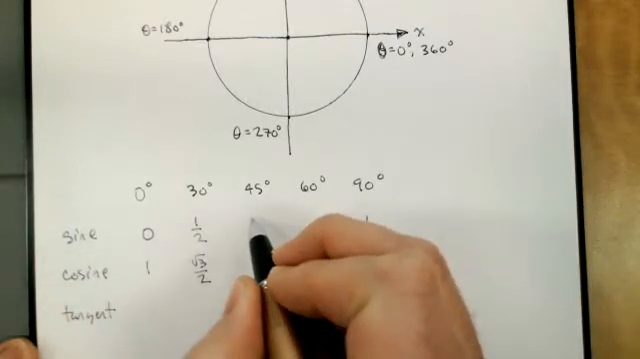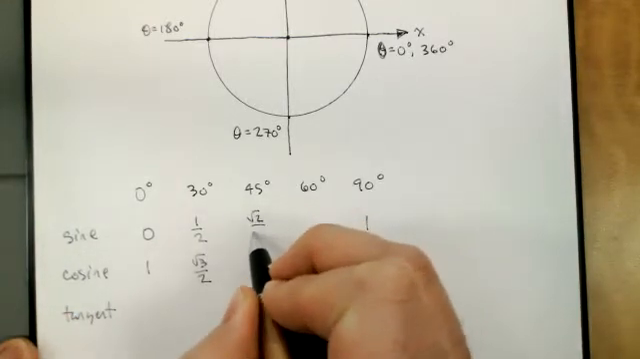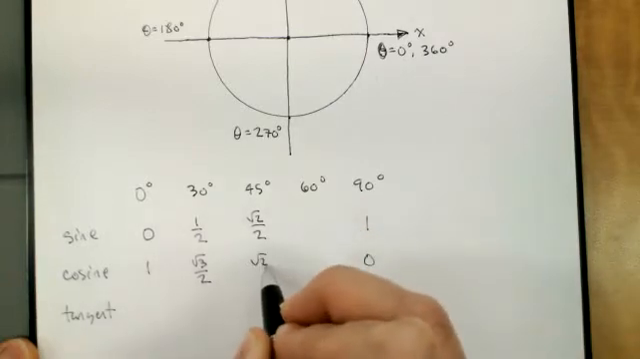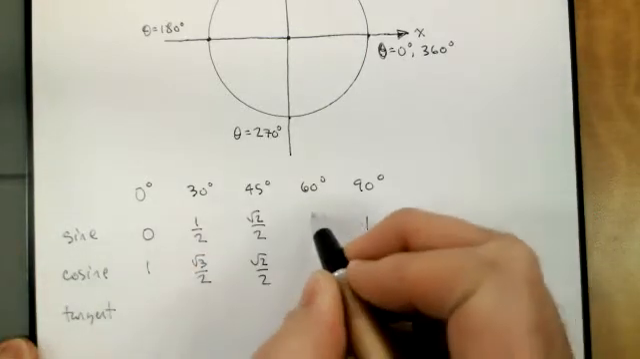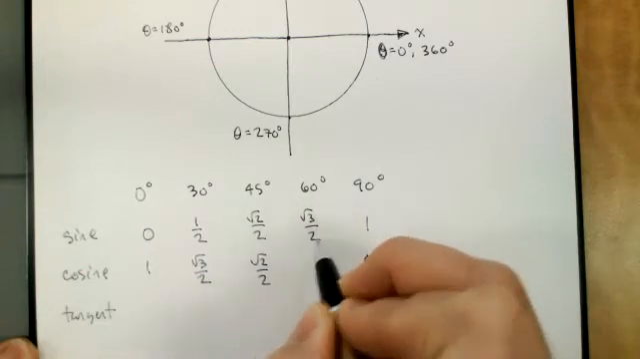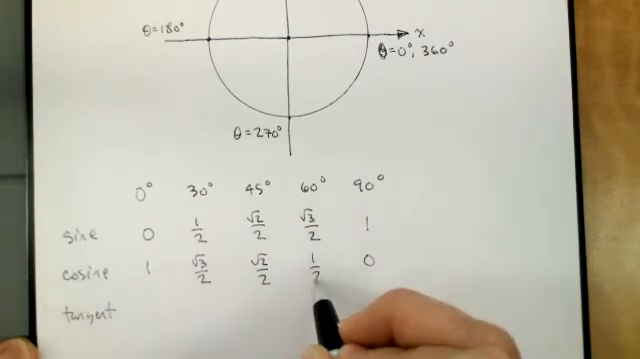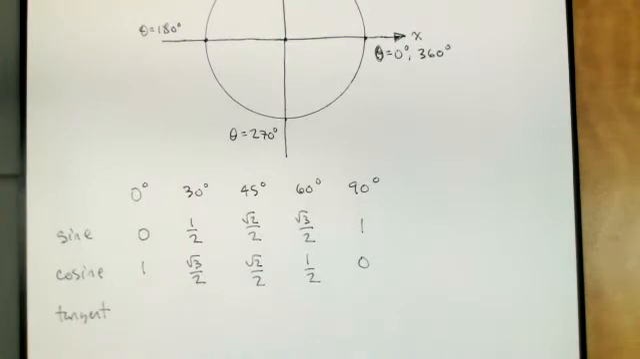45 degrees is where sine and cosine agree: square root of 2 over 2. Sine of 60 is root 3 over 2, where cosine of 60 is 1/2. So we count up from 0 to 1/2 to root 2 over 2 to root 3 over 2 to 1, where cosine counts down from 1 to root 3 over 2 to root 2 over 2 to 1/2 to 0.